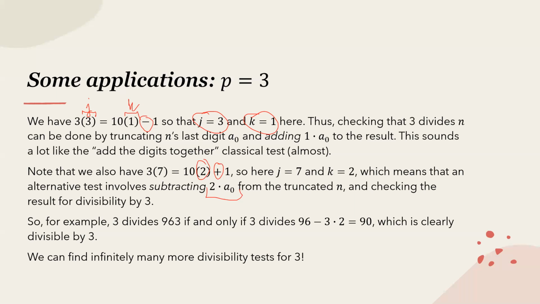Interestingly, so for example, we can test whether 963 is divisible by 3 by instead kind of hacking off the 3 and subtracting twice that. Yes, 96 minus 3 times 2 is 90. And I hope that is clearly divisible by 3, yes? If you weren't sure about that, you could go one more step. You go 9 minus 0 times 2, which is 9. And that would be divisible by 3, yes? Yes. And in this way, you can find infinitely many divisibility tests for the number 3, right? So that's interesting. Okay, any questions on that? Questions?